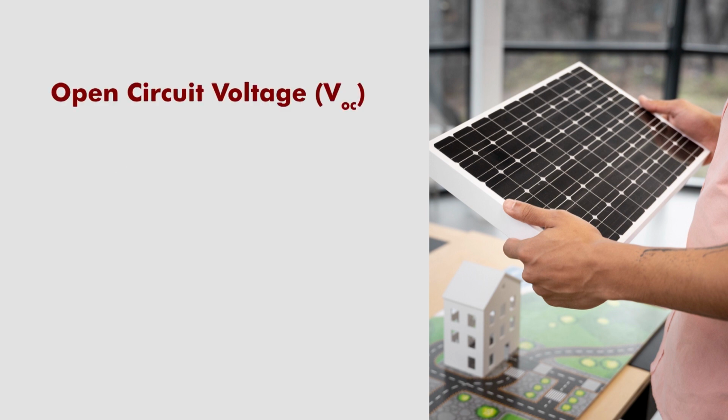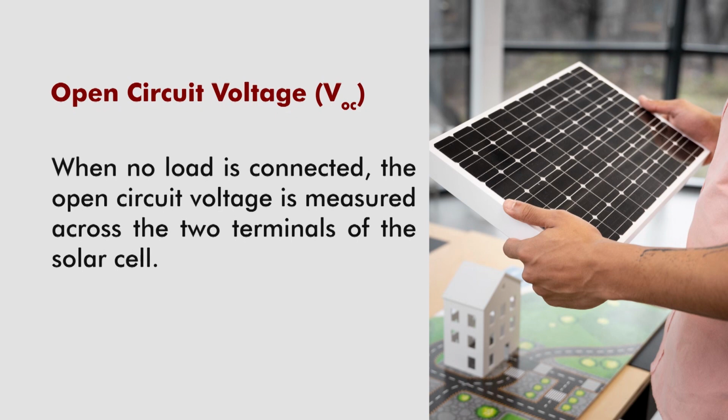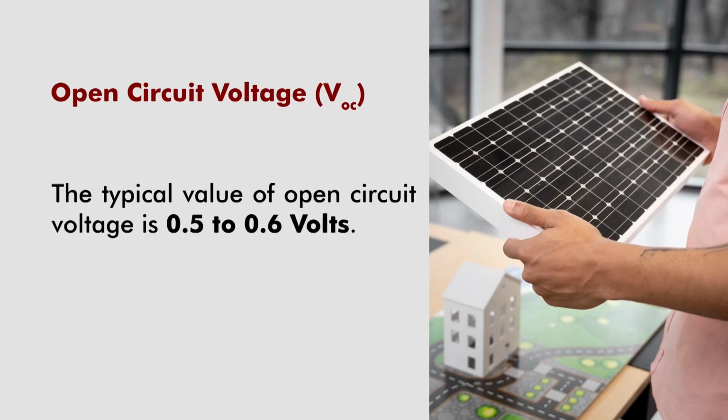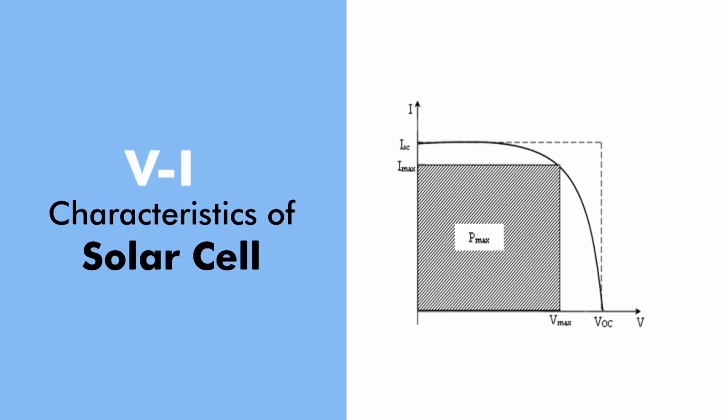Now another parameter we will discuss is called open circuit voltage. As the name indicates, if the two terminals of the solar cell are open, or no load is connected, then the open circuit voltage is measured across the two terminals of the solar cell. This voltage is affected by the manufacturing technique and the cell temperature, but is largely unaffected by the intensity of the solar radiation. The typical value of the open circuit voltage is 0.5 to 0.6 volts at standard test conditions.